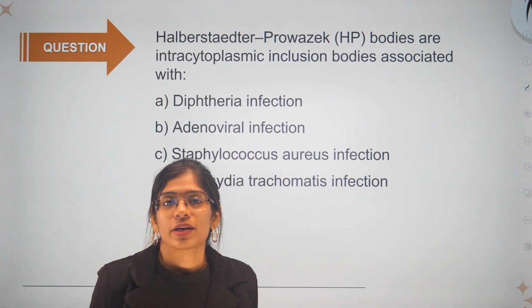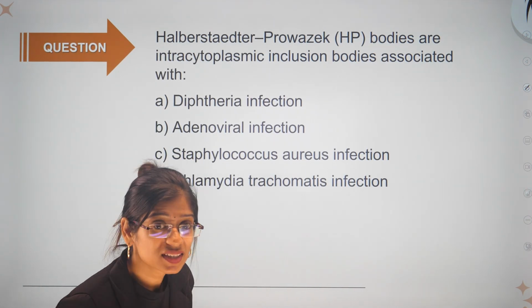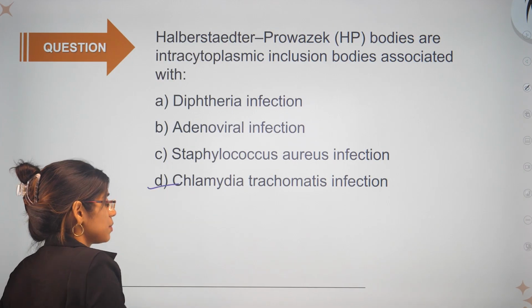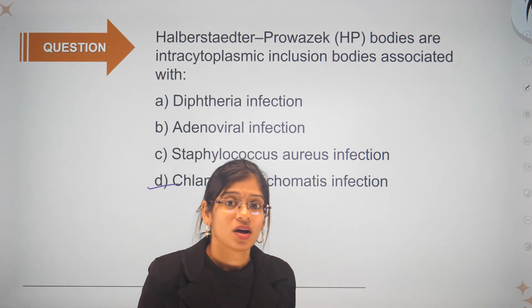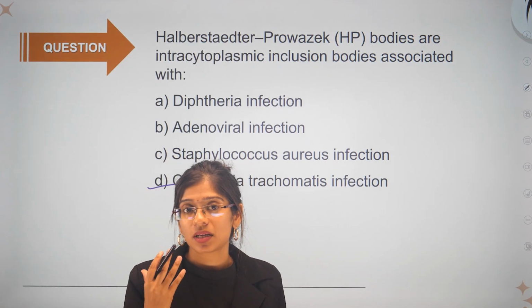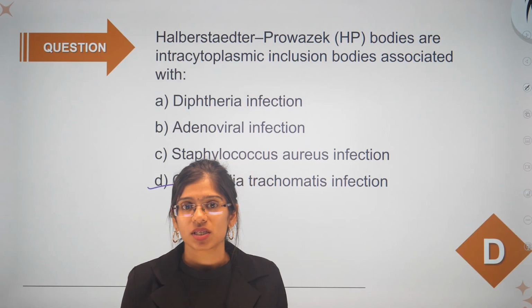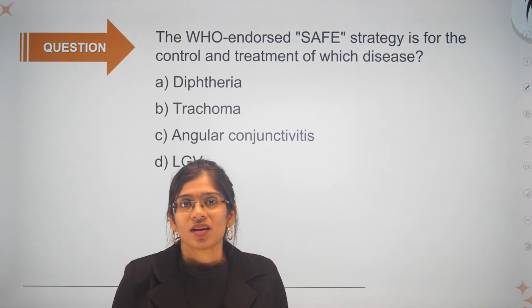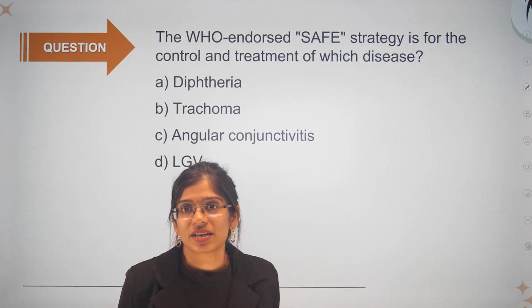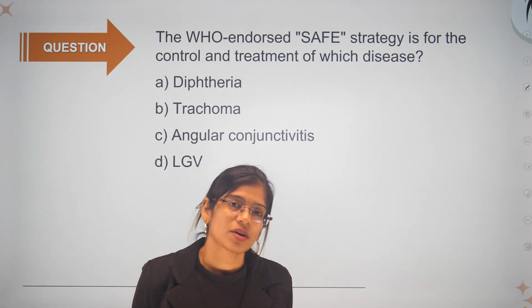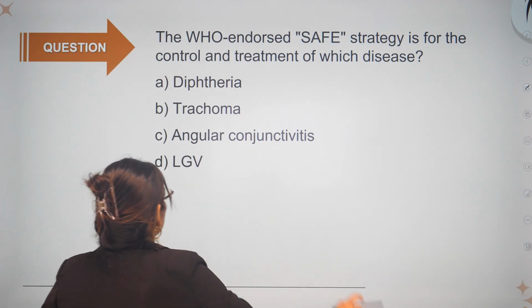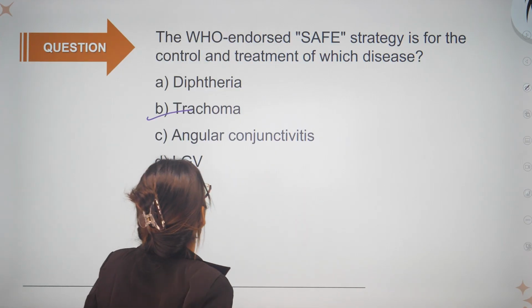HP bodies are inclusion bodies associated with Chlamydia trachomatis. Chlamydia trachomatis causes trachoma. In conjunctival epithelial cells, the inclusion bodies are HP bodies. Very simple, right? The WHO-endorsed SAFE strategy is for the control and treatment of which disease? That is SAFE strategy, trachoma.